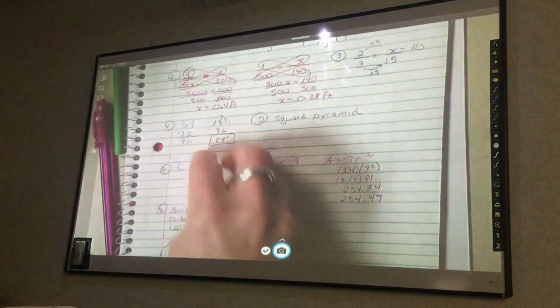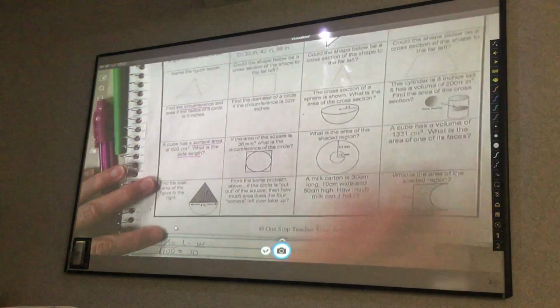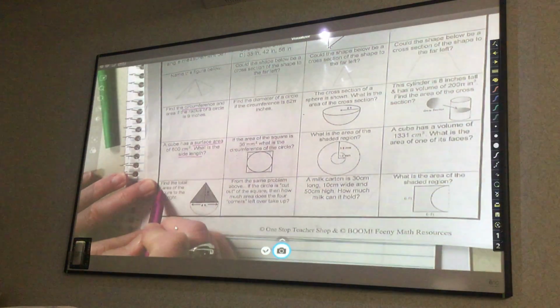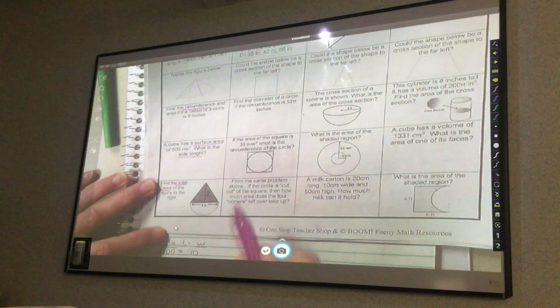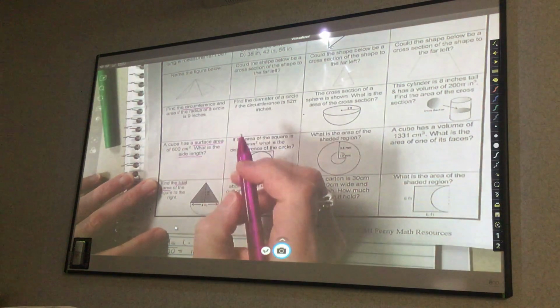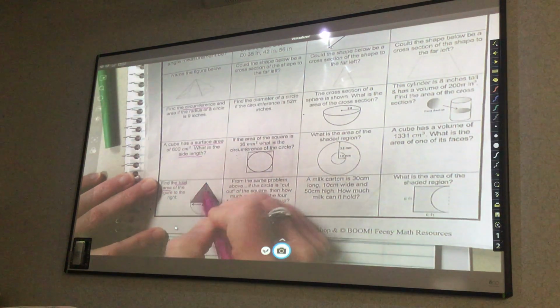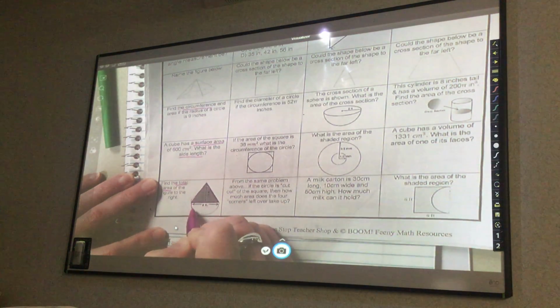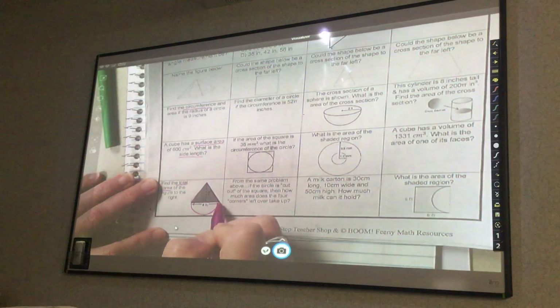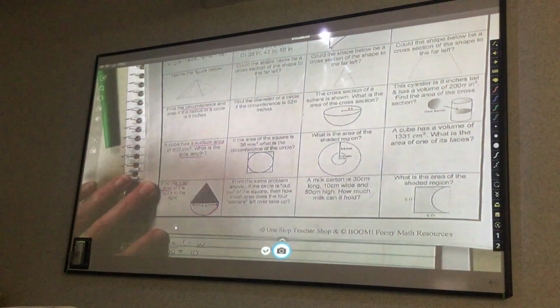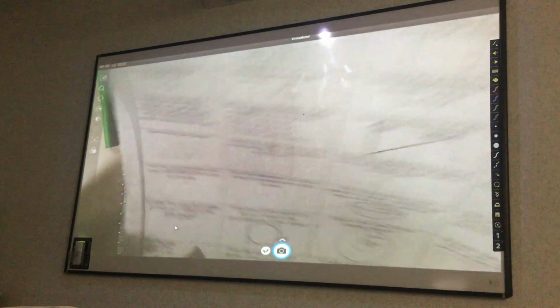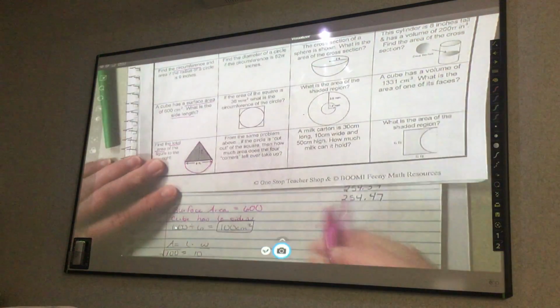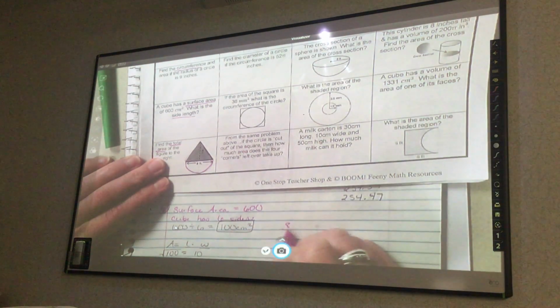8 is a little bit more complex. Find the total area of the figure to the right. So we have to find the area of the triangle and half this circle. Okay? Not just the triangle. So I'm going to write down my formula for area of a triangle.